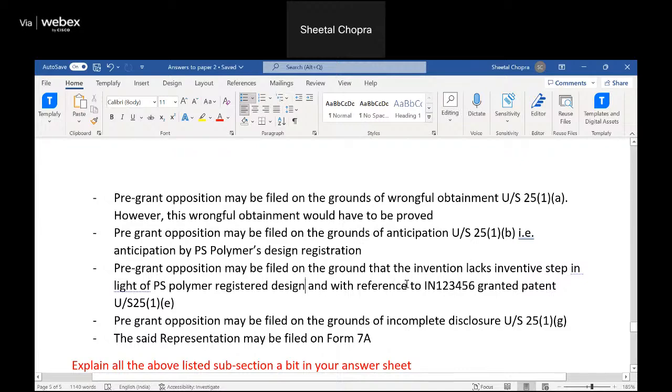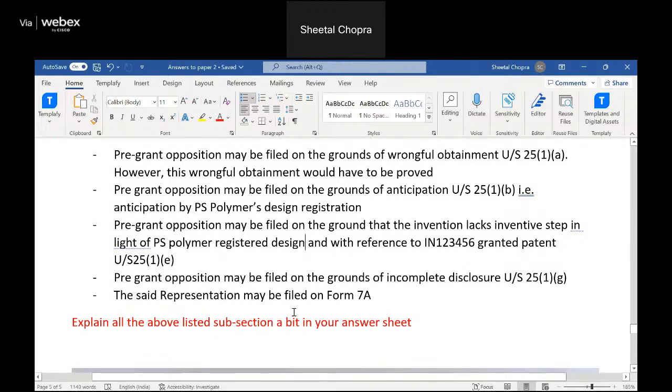Another ground on which it can be opposed is section 25(1)(g), which is on the ground of incomplete disclosure. So said representation may be filed on Form 7A. So this is what I found that could be the best content as a response to this question. And you could explain all the listed above sections in a bit more detail in your answer sheet.